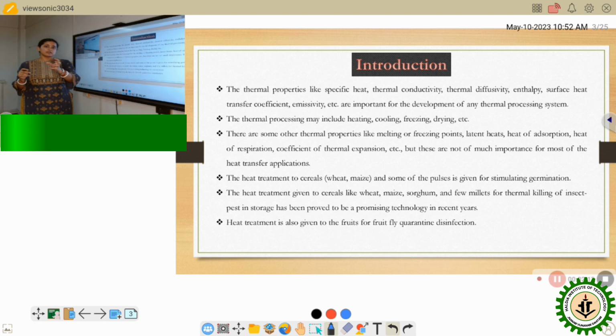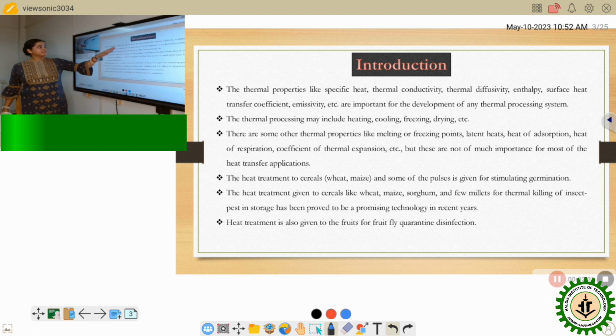Now when I am talking about how much heat needs to be extracted or how much heat needs to be put into the system, then enthalpy comes into the picture. Now what do you mean by enthalpy? Enthalpy means the heat content within the body or energy content within the body.